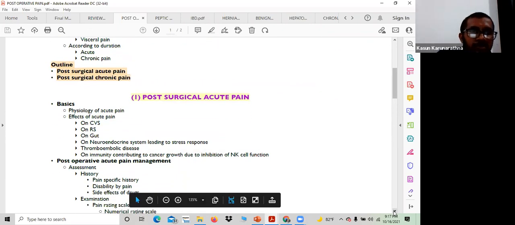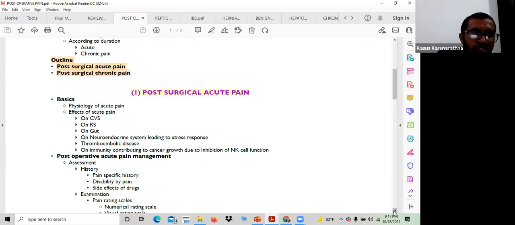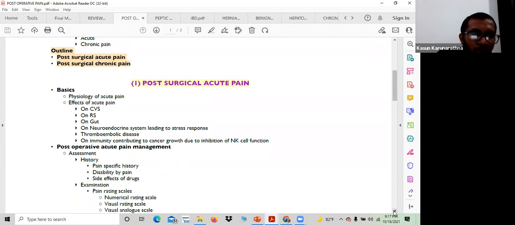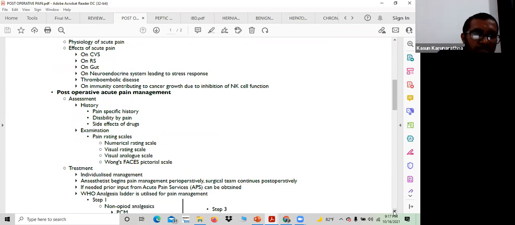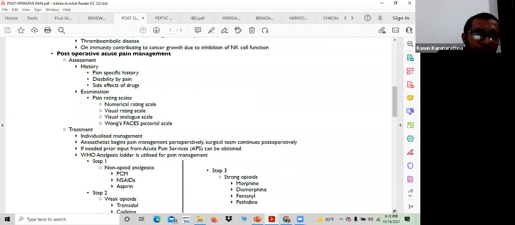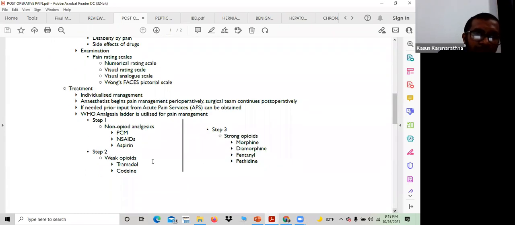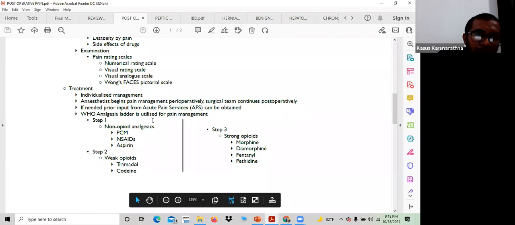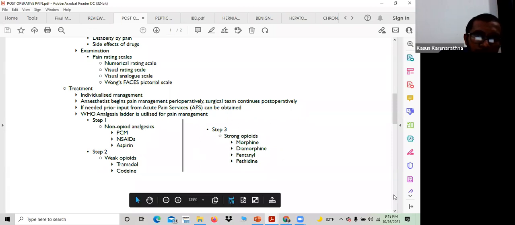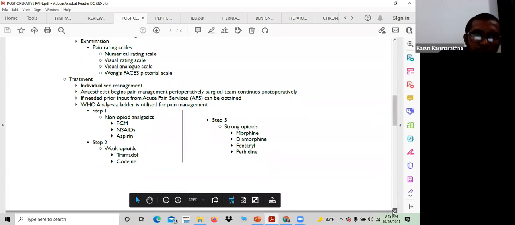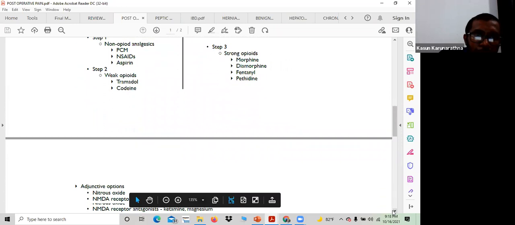And it has effects on almost all systems of the body, right? And you should know how to assess the severity of the pain, right? There are numerous scales and management. We follow the WHO analgesic ladder: non-opioid analgesics, weak opioids and strong opioids, right?